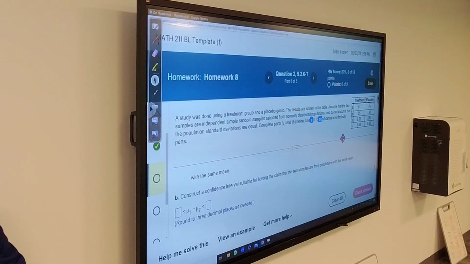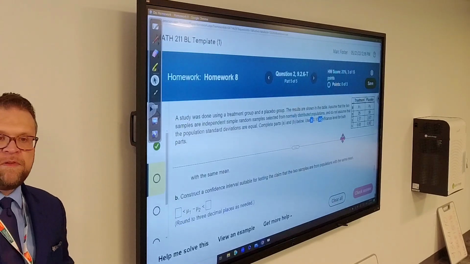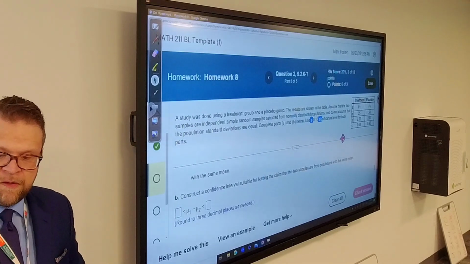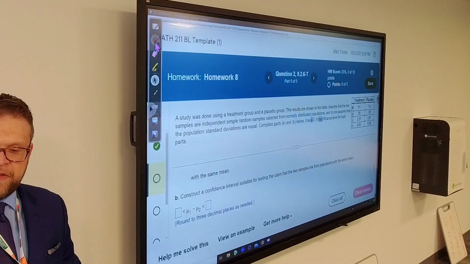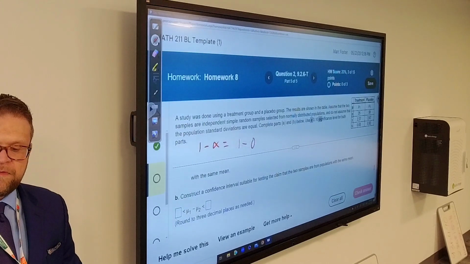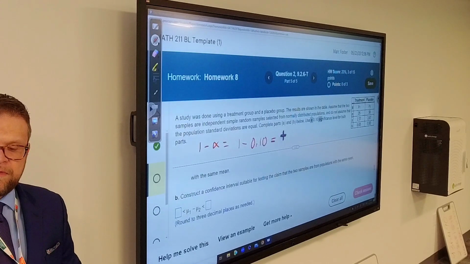Well, here they're telling me to use a significance level of 0.10. And it's a two-tailed test, so our confidence level is 1 minus alpha. That's 1 minus 0.10, that's 0.9.